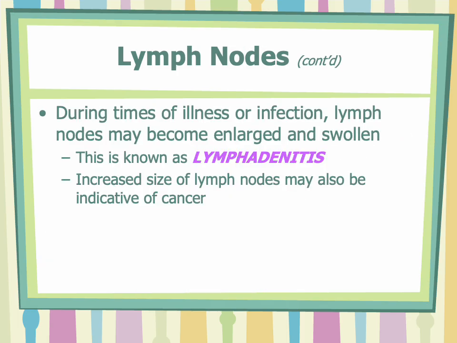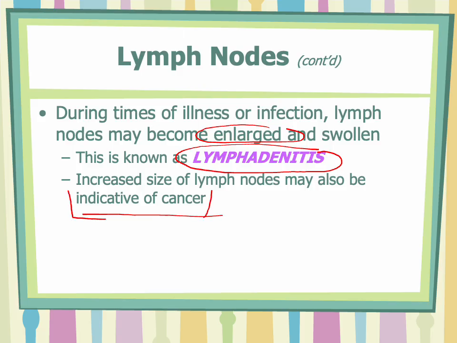As I said, the lymph nodes during times of illness or infection, because they caught something, might become enlarged, and this is known as lymphadenitis. Increased size of the lymph nodes may also be an indication of cancer, and this is an important piece. Sometimes when there is an infectious process, you can feel those lumps and they're also going to be painful. During a cancerous process, that usually is not the case.